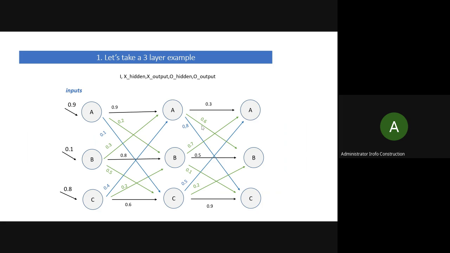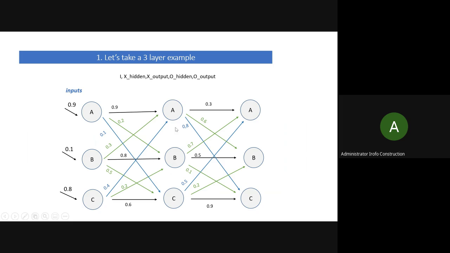So to get the next one, we are supposed to get the link weight. The link weight between the input layer and the hidden layer. Now we have 3 layers here. You have input layer, hidden layer, and output layer. So what do you think will be the link weight matrix between the input layer and the hidden layer?